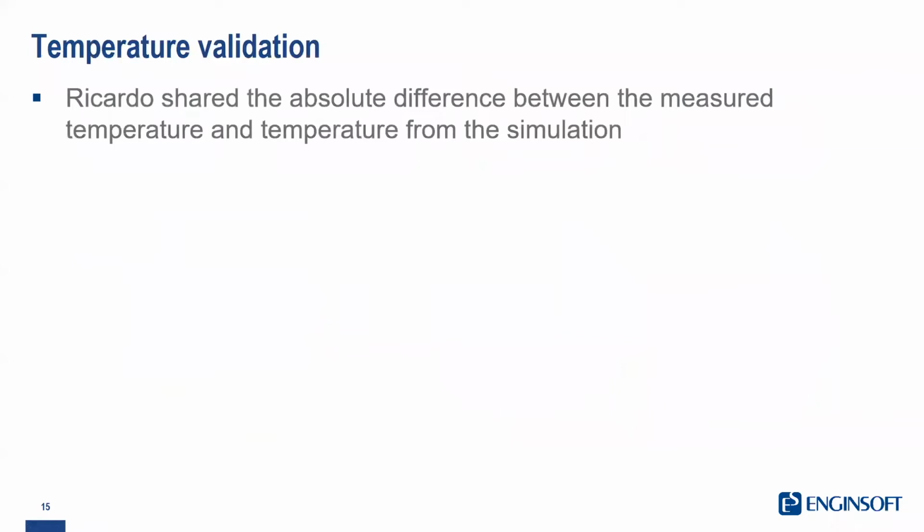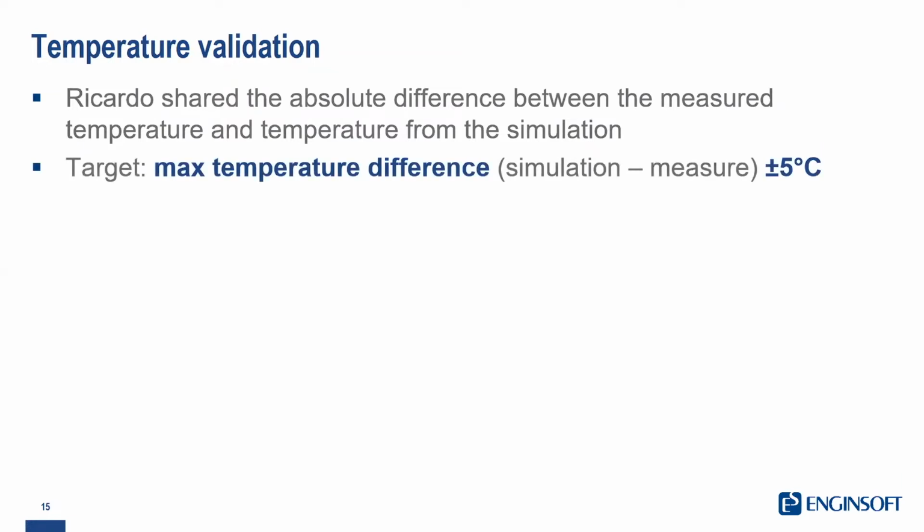But it was not enough. We wanted to investigate if this methodology could correlate well with experimental values. They had some experimental observations. They actually had thermocouples on the coils, and the objective was to have a max difference of 5 degrees between what was measured and what was simulated.